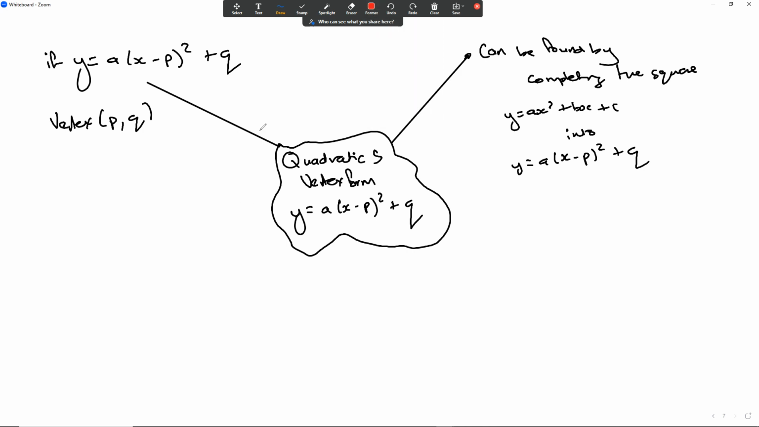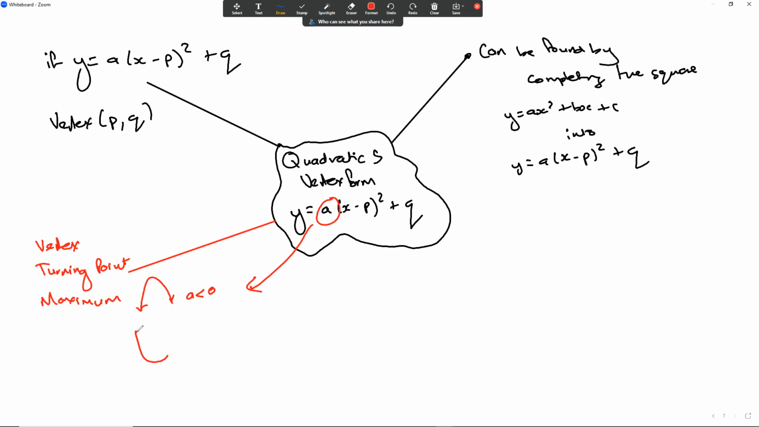The next thing is, what is a vertex? Critical question here. The vertex is also known as your turning point. It can be a maximum if the shape of the graph goes this way, when the a value is less than 0. And it can be a minimum when the a value is greater than 0. In other words, negative or positive. If it's 0, then it's just a flat line.